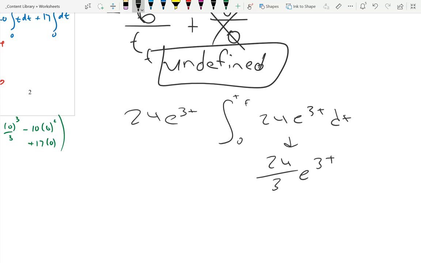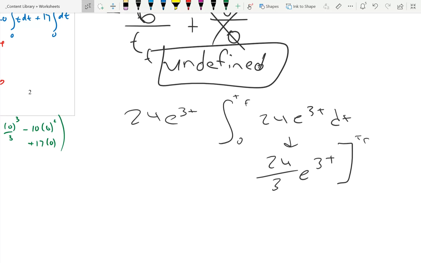And then the limits. So we basically plug in t final for t and then t final for 0 to subtract as we need to. So this would be 8. 24 divided by 3 is 8. Draw your intermediate here with the brackets around it and the limits.